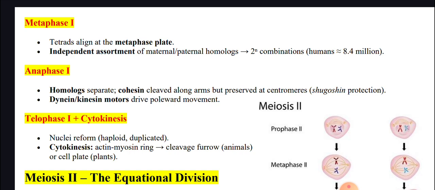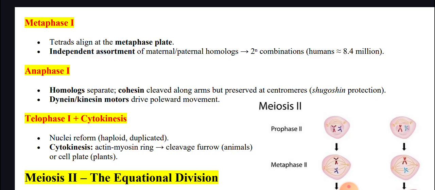It's staggering. This is where we really need to pause and appreciate the scale. The mathematical potential for unique combinations just from this is 2^n, where n is the number of chromosome pairs. Okay, so for humans, n is 23. Right, so 2^23 comes out to approximately 8.4 million. Wow. 8.4 million possible genetic combinations just from how they line up. 8.4 million unique combinations possible in a single sperm or egg cell.